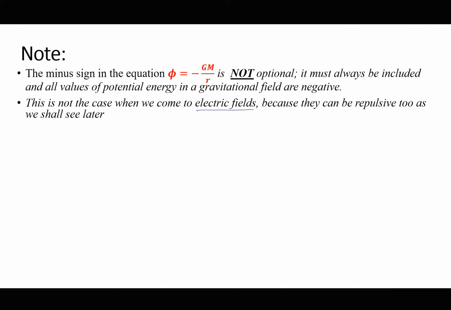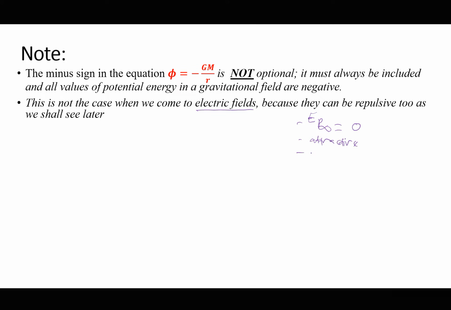So which explanation do we give for this? Why should the minus sign be there? What is the significance of the minus sign? Number 1, we have said potential at infinity is defined to be zero. Number 2, the force between the two masses is always attractive.